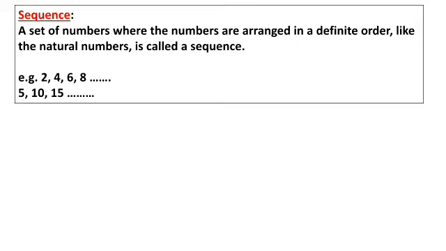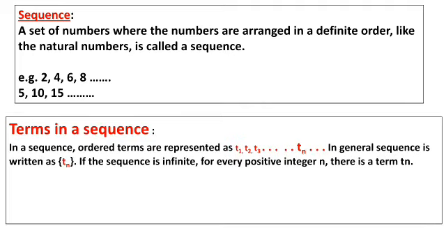Terms in a sequence. In a sequence, the ordered terms are represented as T1, T2, T3. It's called term 1, term 2, term 3. It goes on increasing. The last term is known as Tn. In general, a sequence is written as Tn. If the sequence is infinite, for every positive integer n, there is a term Tn. n represents the number of the term.